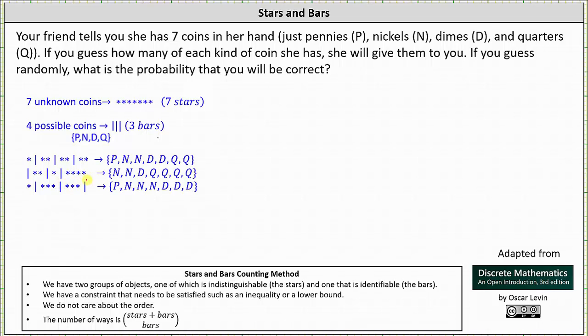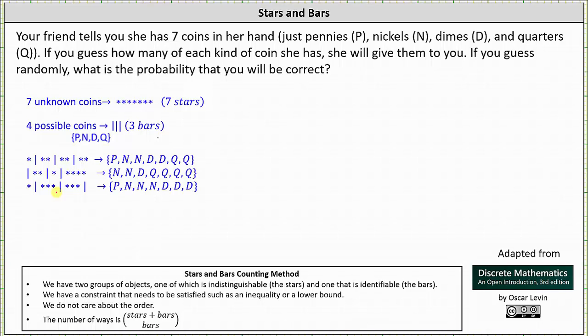we have 4 quarters. And for one more example, we begin with a star, and therefore we have 1 penny, and then we have a bar, and therefore we switch from pennies to nickels, and then we have 3 stars, indicating we have 3 nickels. We have another bar, indicating we switch from nickels to dimes, and then we have 3 stars, indicating we have 3 dimes, and then we have one more bar, which indicates we switch from dimes to quarters, but there are no more stars, and therefore we're done.